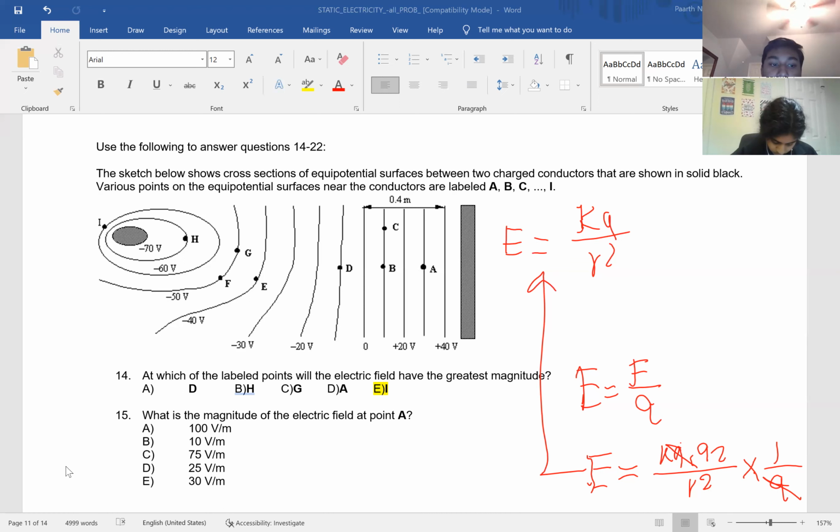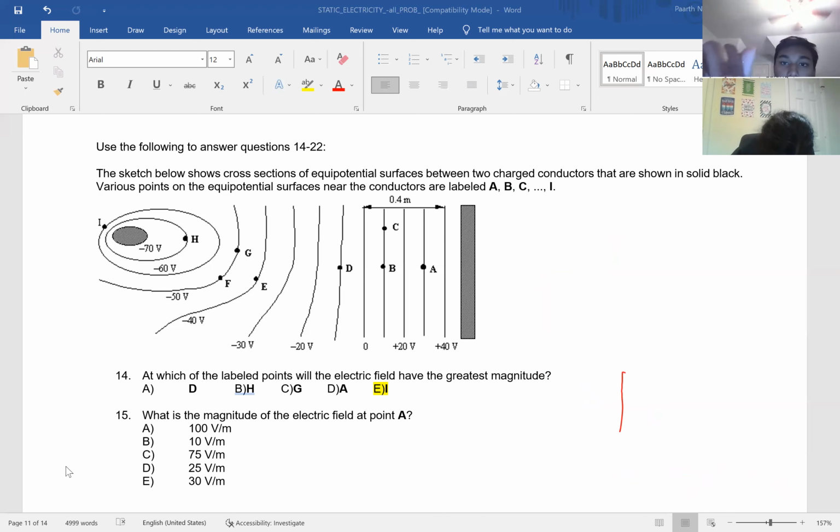Because let's say you were to look at this point over here, and let's say it's way farther than I is, which means that on the denominator, you're going to have a bigger R squared, which means that your magnitude would be less. Okay, and then this one says, what is the magnitude of point A?